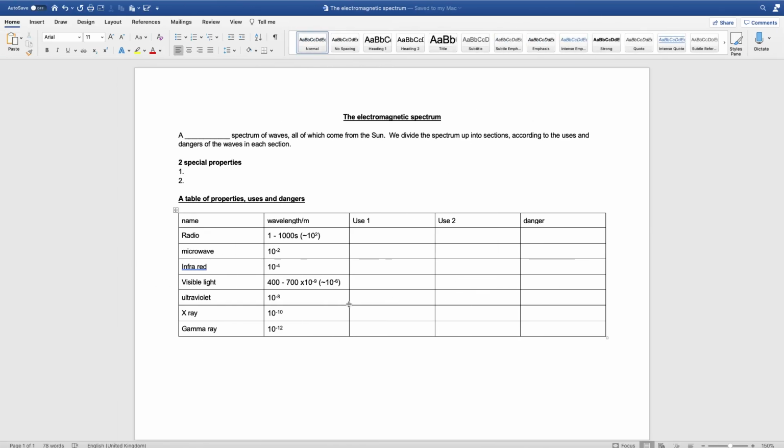It's dangerous, of course, because it causes skin cancer, only skin cancer. So make sure when you're talking about dangers here, it is skin cancer, not cancer generally. X-rays, gamma rays cause all kinds of cancers.